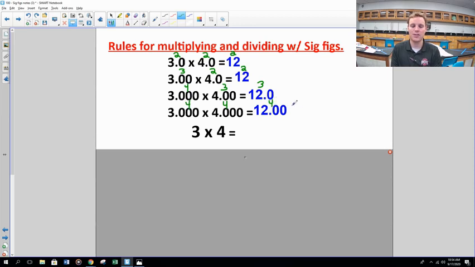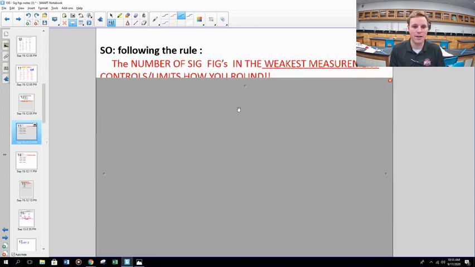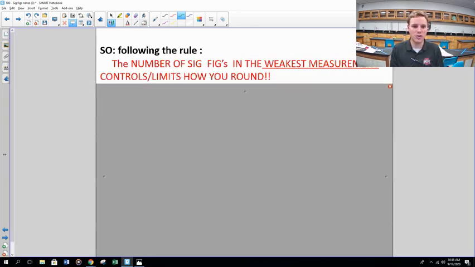So the name of the game is your weakest measurement in terms of the number of SigFigs will determine how many SigFigs your answer is allowed to have. So when we have 1 significant figure times 1 significant figure, that means our answer of 10, because there is only 1 significant figure. Okay? So the number of significant figures in the numbers that you are multiplying or dividing will determine the number of significant figures you're allowed to keep in your answer. So the number of SigFigs in the weakest measurement controls or limits how you round.